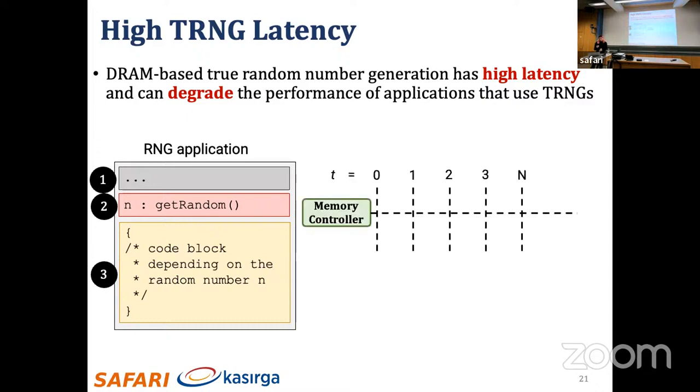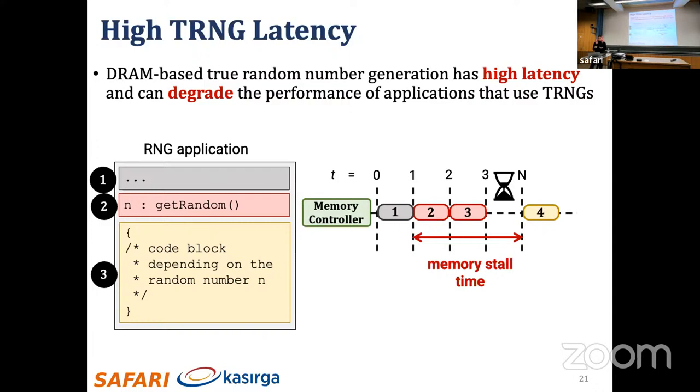And here is the memory request timeline of this application. After the unrelated code block, DRAM generates a random number to serve the application's request. And this takes some time. Meanwhile, requests that depend on the random value are delayed. After the RNG is completed, DRAM serves the memory requests from the code block that depends on the random value. As TRNG is time consuming, RNG applications suffer from long memory stall times due to the high TRNG latency.